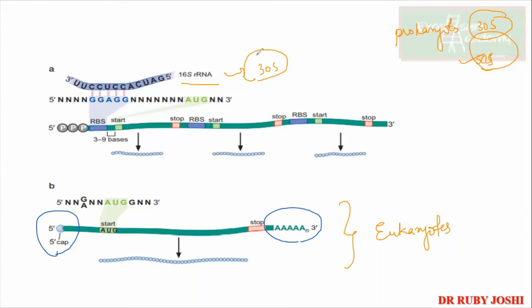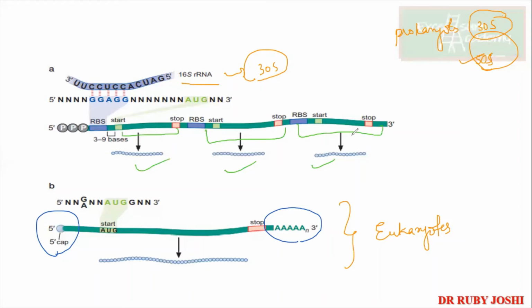Okay. Now coming back to over here. So what do we see? You have got start, stop. Again start, stop. Again start and stop. So it is going to code for your 3 polypeptide chains.